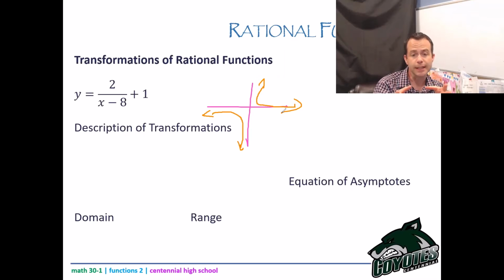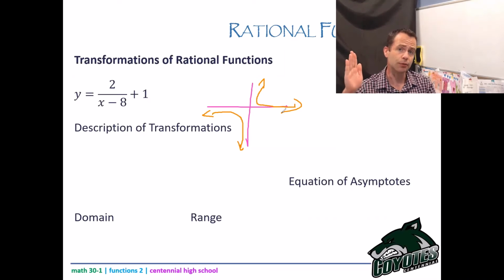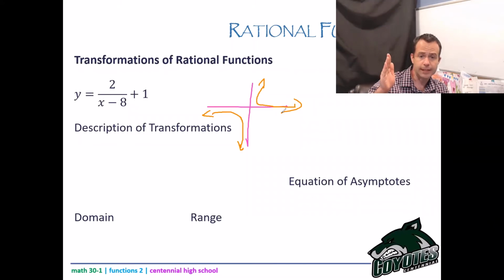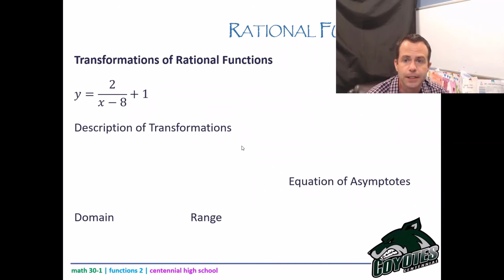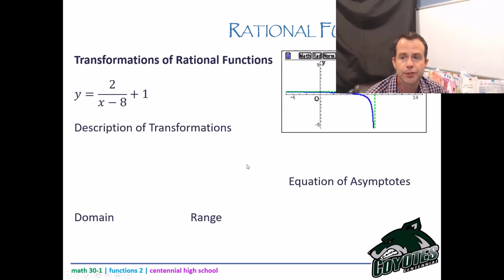So the really nice thing about that is our asymptotes are where we're going to start. My vertical asymptote was at x equals 0. And if I move that to the right 8 units, that's now going to be at x equals 8. My horizontal asymptote was at y equals 0. So if I move that up 1 unit, that's going to be at y equals 1. Okay, so the asymptotes are going to give you a really clear picture of where you're supposed to be. Okay, so here's what your graph should look like.